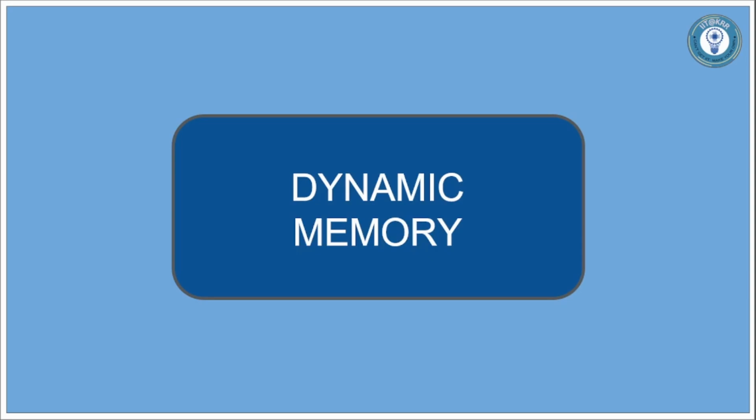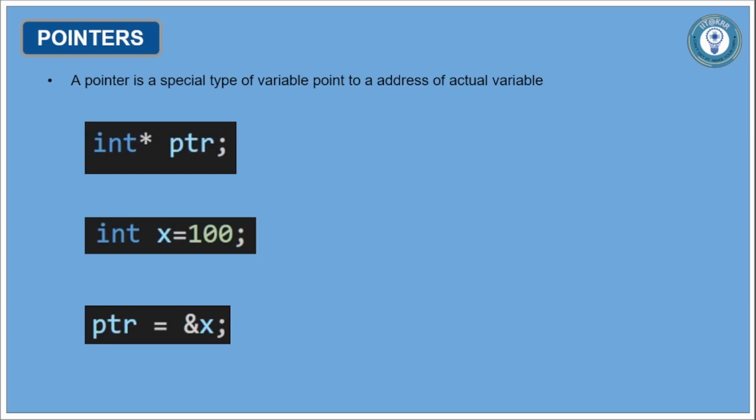Welcome to the chapter of dynamic memory allocation. It is a very important concept in OOPS programming. Here we will be discussing pointers, array of pointers, virtual function and more. First, let us see about pointers.